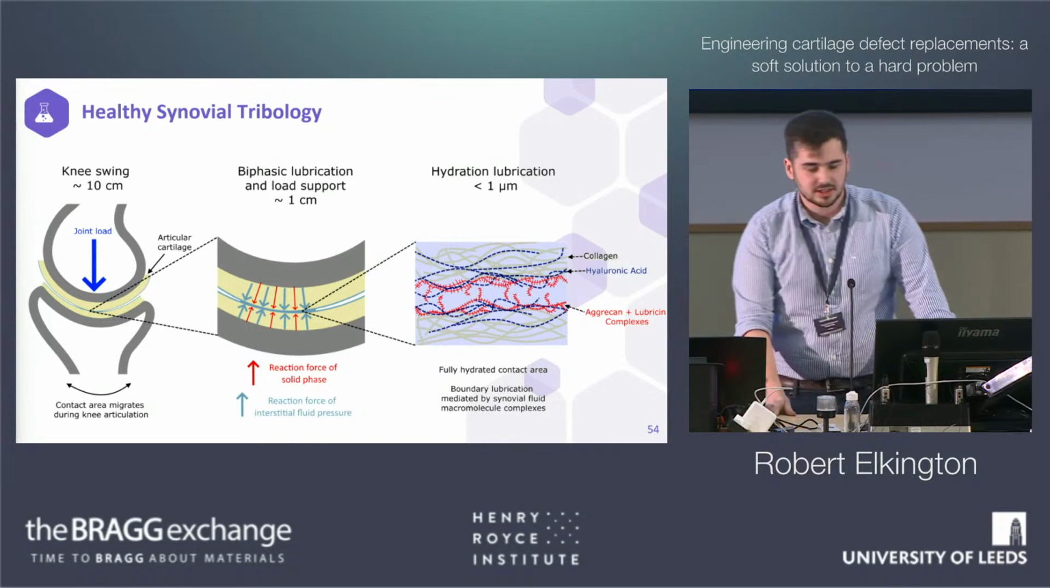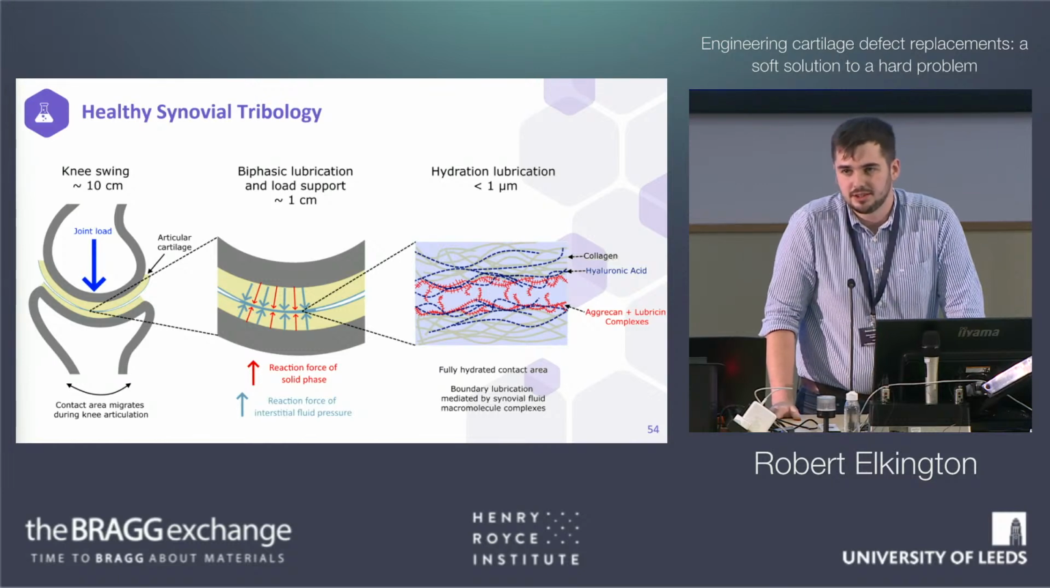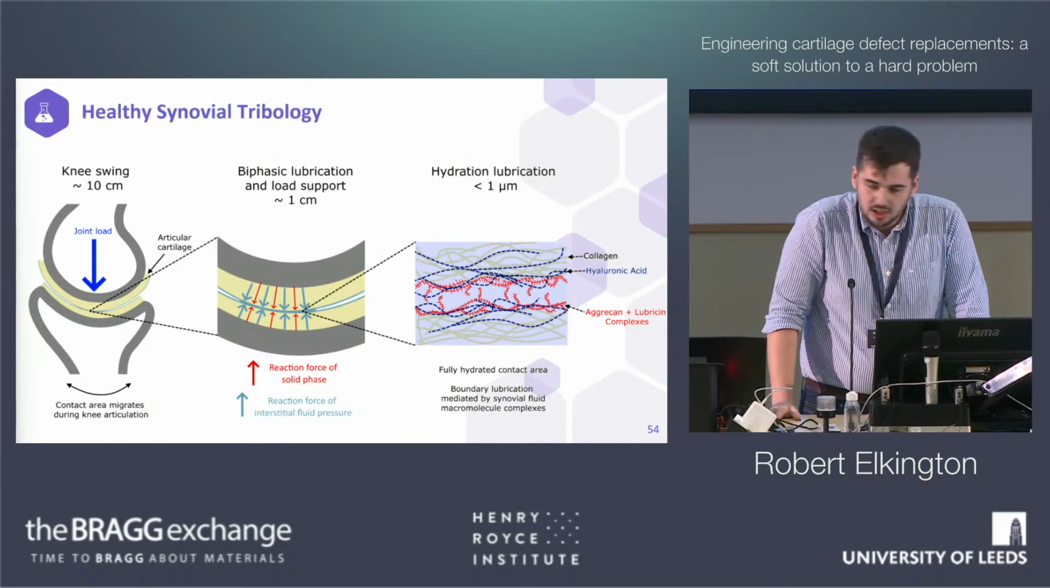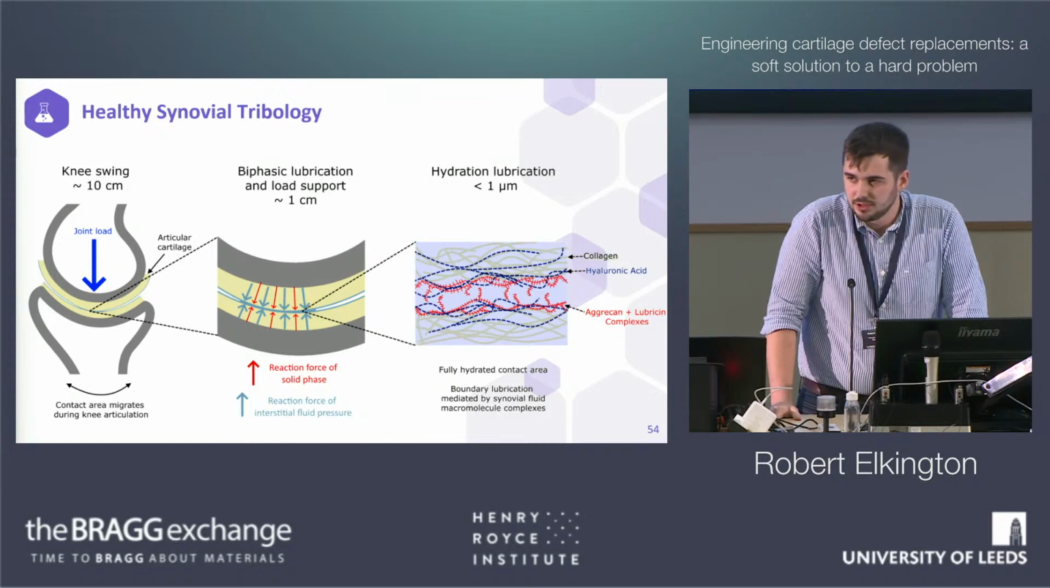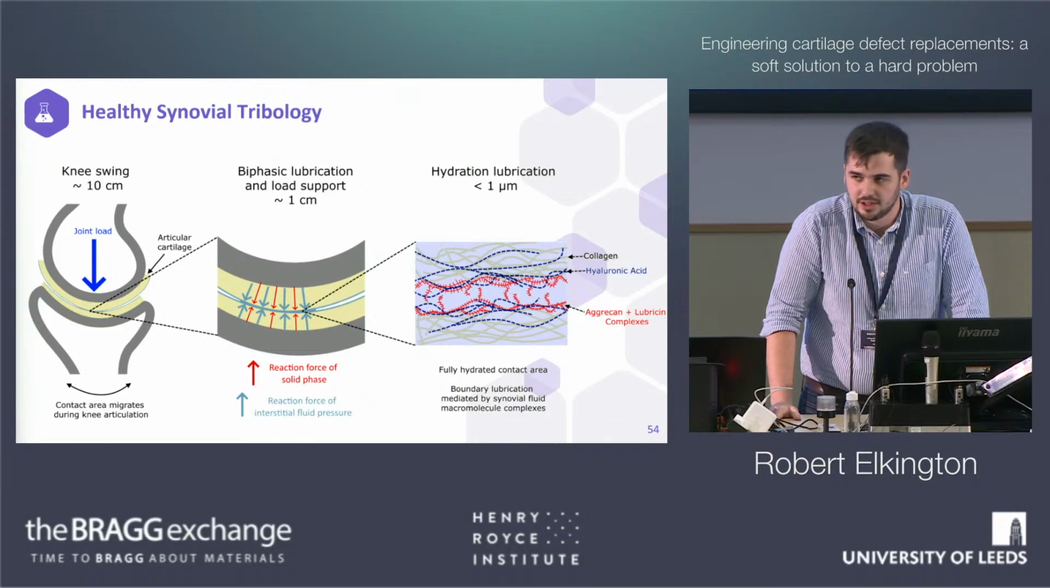So, at the macro scale, your knee as you move, your joint contact area migrates as you move. Really low coefficient of friction, on the order of 0.01, which means that you're dissipating pretty much all the load that's going through your knee.